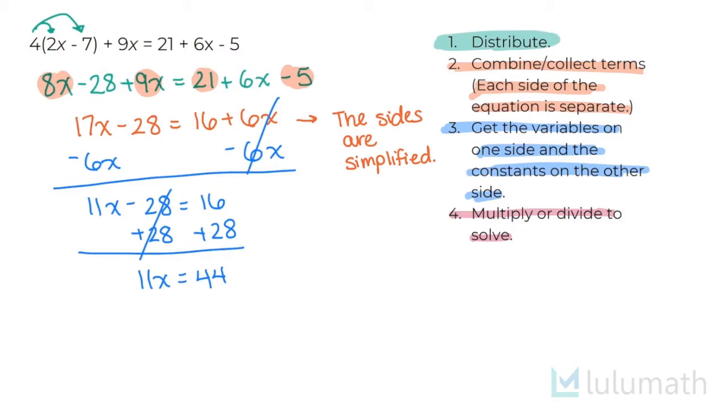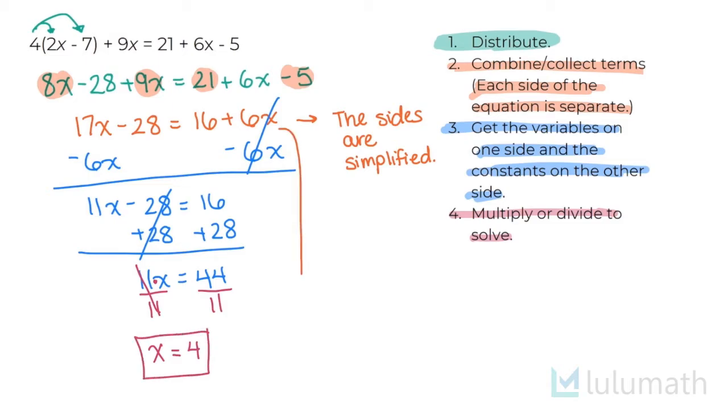Because now that I've got the variables on one side and the constants on the other, all I have to do is get rid of that coefficient. So 11 times x, I want to divide by 11 because I still want the x left over. I want 1x, but I don't want the 11. And then 44 divided by 11 is 4, so my final answer is 4.